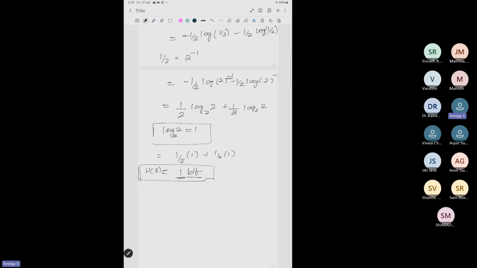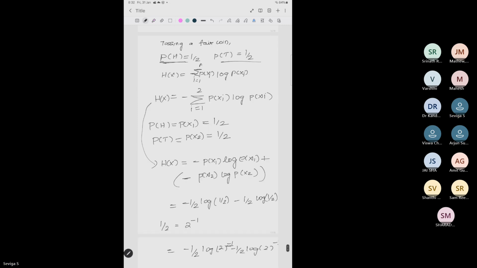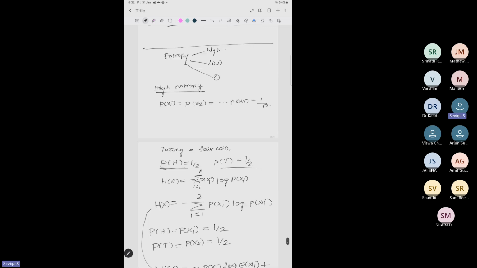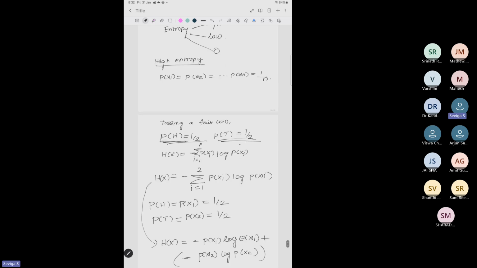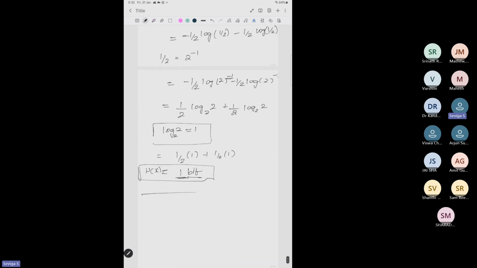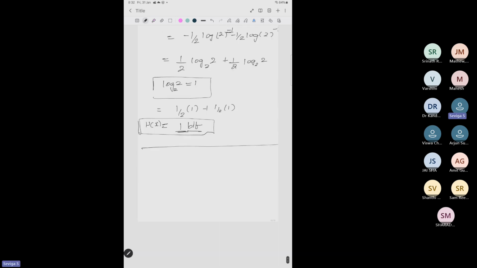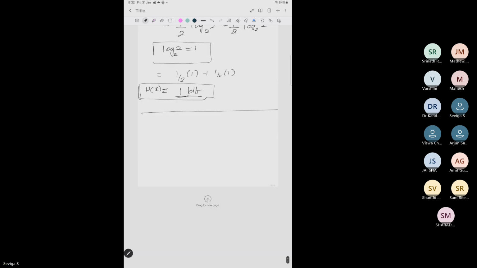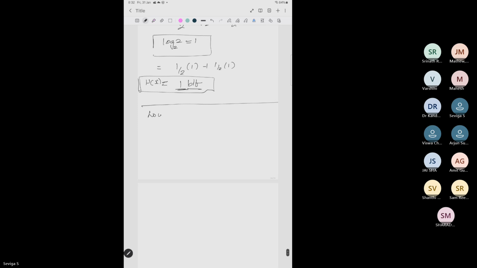It has a maximum value. So when the probabilities of the outcomes are equally likely, then we will have a higher entropy. So next we will see when we will have low entropy.